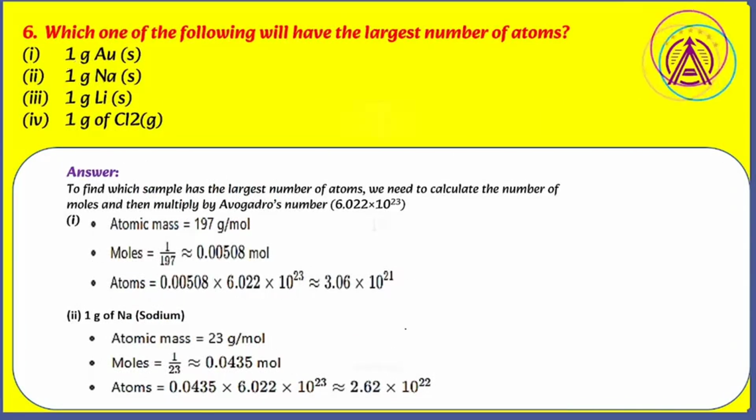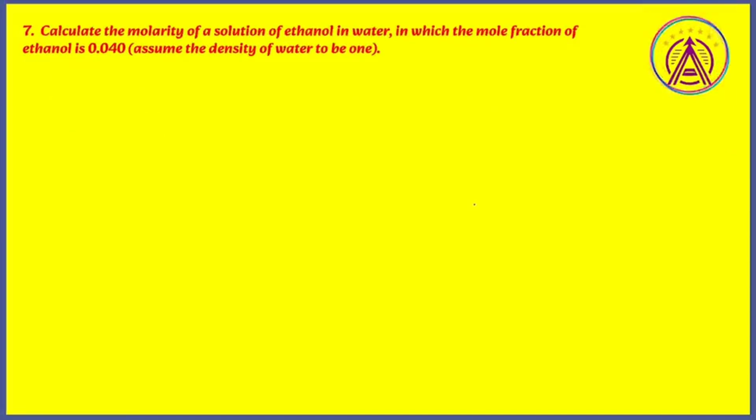Number 7. Calculate the molarity of a solution of ethanol in water in which the mole fraction of ethanol is 0.040. Assume the density of water to be 1. So what have they given you in the question? They have given you density to be 1 gram per ml. So what does it mean? In 1 liter it is 1 kg per liter.